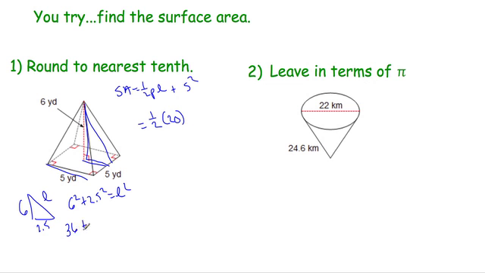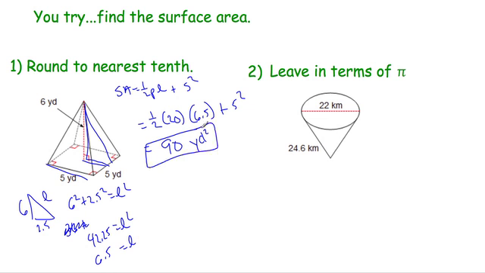36 plus, well, who cares? Let's just do 6 squared plus 2.5 squared, put all that in, you should get 42.25 equals L squared. Find the square root, and you get 6.5. So our slant height is 6.5, 5 squared, plug all that in, spit it out, and you should get 90 square yards. All right, let's do this one.